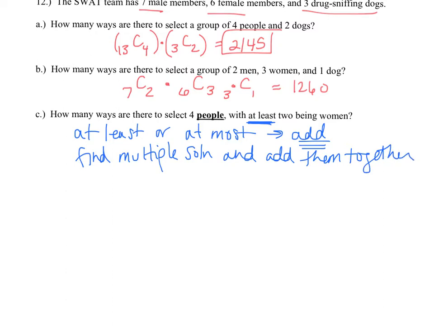We're going to pick 4 people, and of those 4 people, we could have 2 women, we could have 3 women, we could have 4 women. So we need to consider all of the ways to have this happen. So first, we're going to have 2 women. Then we can also find combinations with 3 women. And lastly, we can find combinations with 4 women.